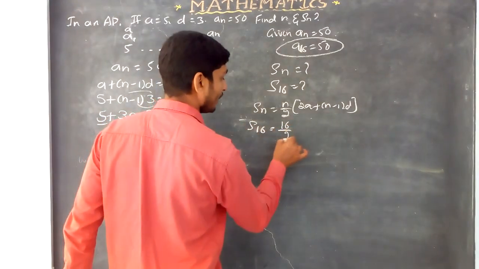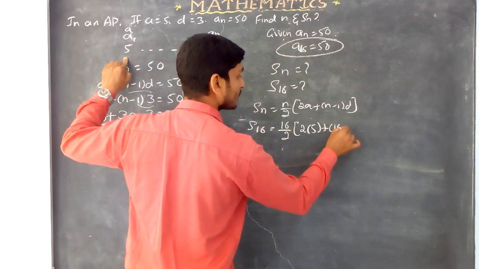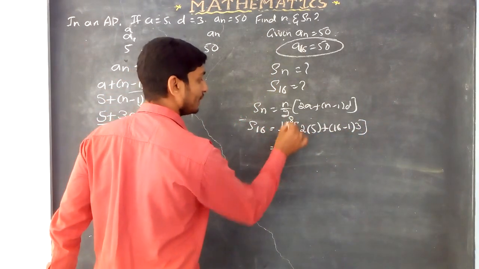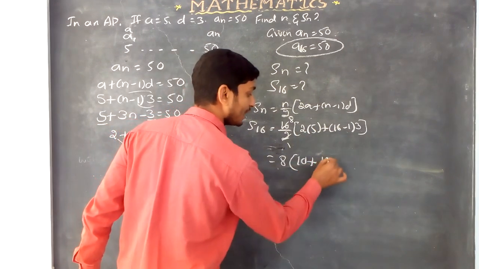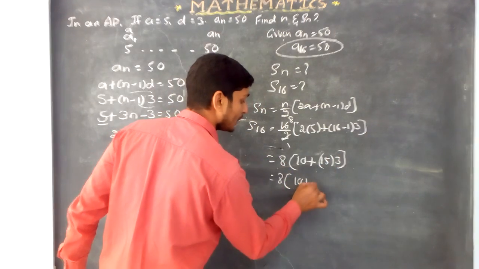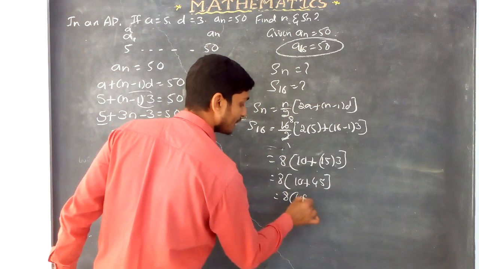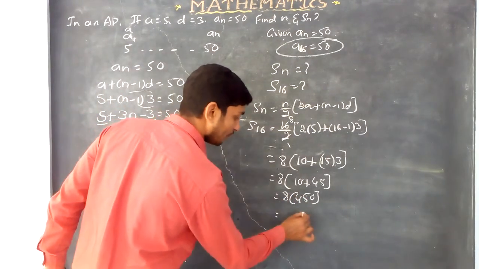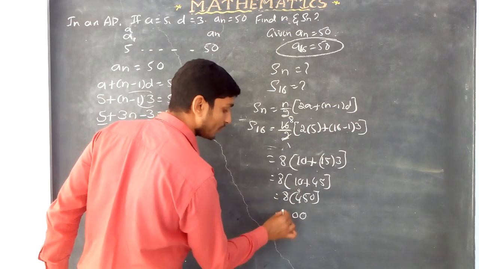That is 16 by 2 into 2 into a means first term, that is 5, plus n minus 1 means 16 minus 1 into d, the common difference is 3. Now simplify. 2 1s are 2, 8 by 1 means 8 into 2 5s are 10 plus 16 minus 1 means that is 15 into 3. Is it right? Yes, that is 8 into 10 plus 15 3s are 45. Now simplify. That is 8 into 45 times, 450. 8 into 450. Now you have to multiply. 8 into 0, 0. 8 5s are 40, 0, 4 carry. 8 4s are 32, 32 plus 4 is 36.